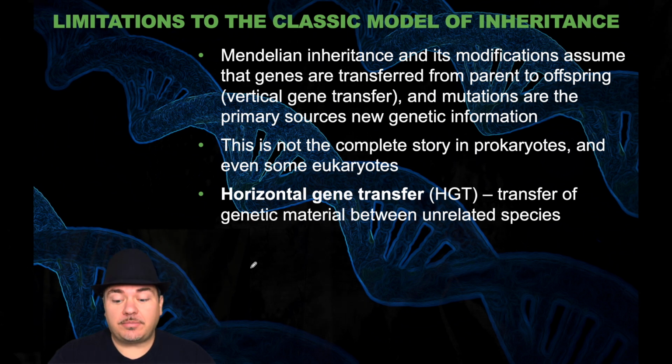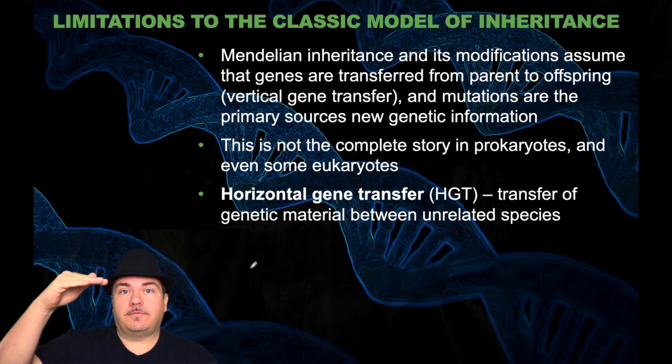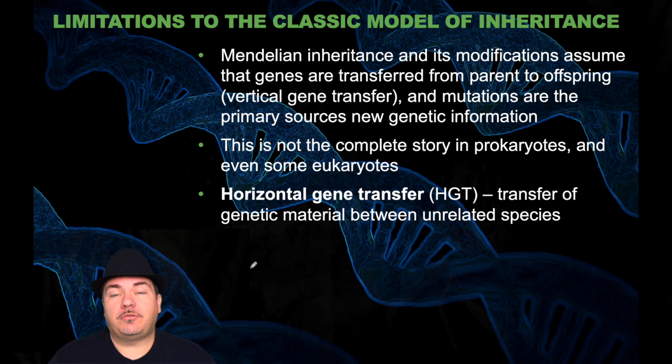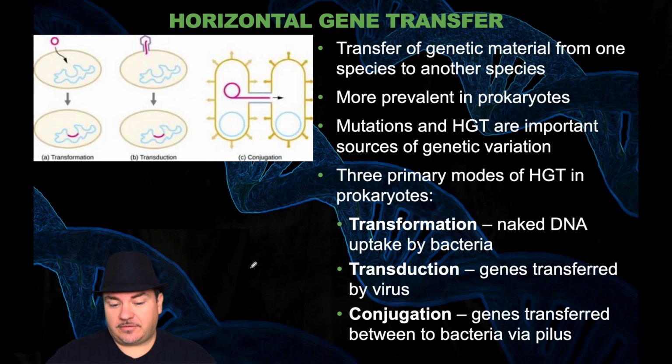However, this is not the complete story in prokaryotes and even in some eukaryotes, because there's also something called horizontal gene transfer. So instead of genes being transferred vertically from one generation to the next, they can be transferred horizontally. That's transfer of genetic material between unrelated species. So horizontal gene transfer, transfer of genetic material from one species to another species. This occurs more often in prokaryotes than eukaryotes. Mutations and horizontal gene transfer are important sources of genetic variation.